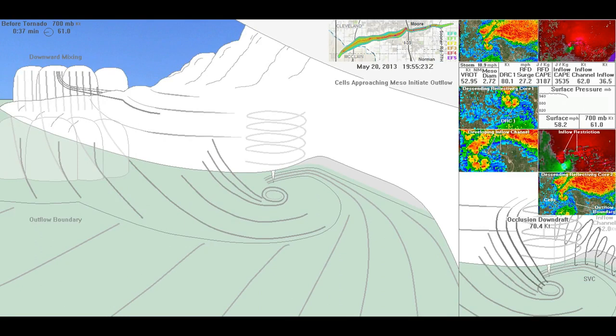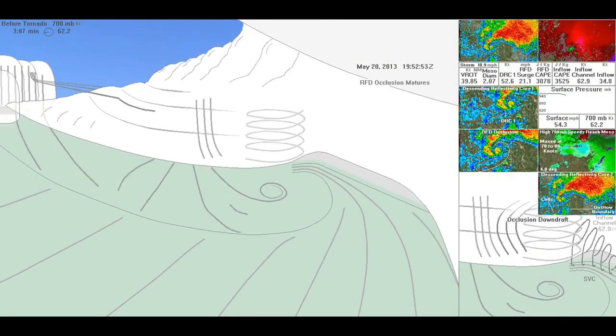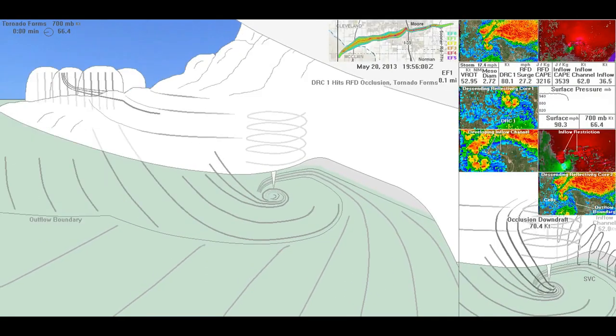And notice how the descending reflectivity core and the occlusion downdraft, these lines, there's 6 lines here, they're all concentrated down within the lowest 200 feet, right in front of the tornado. And so what that does is it really increases rotation at the surface. And so when a tornado develops, as in the Moore case, the tornado really develops at the ground first.